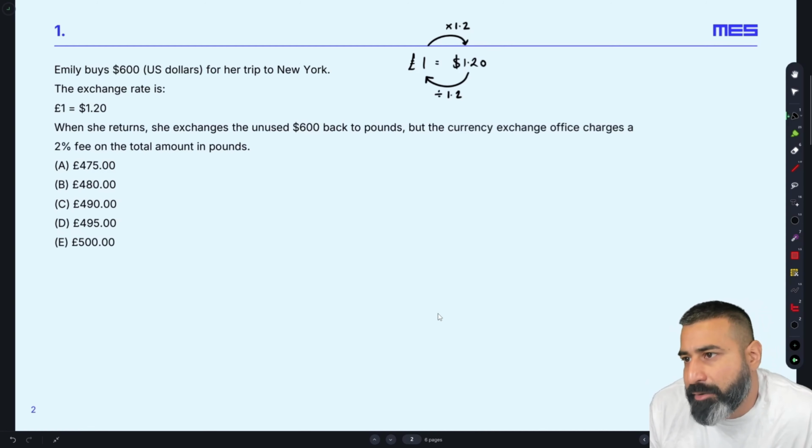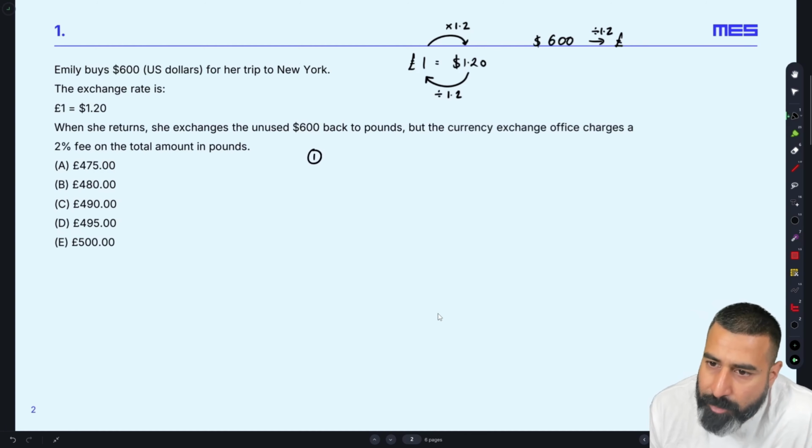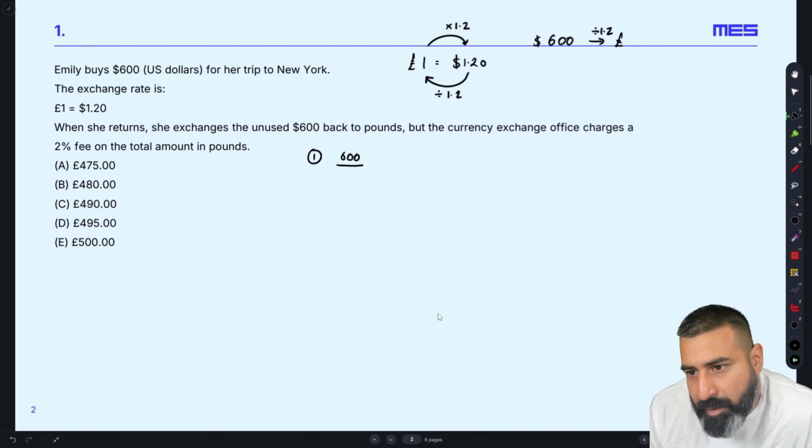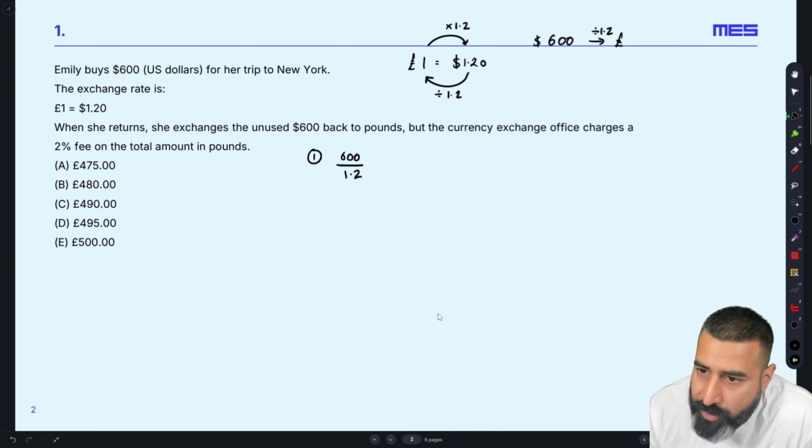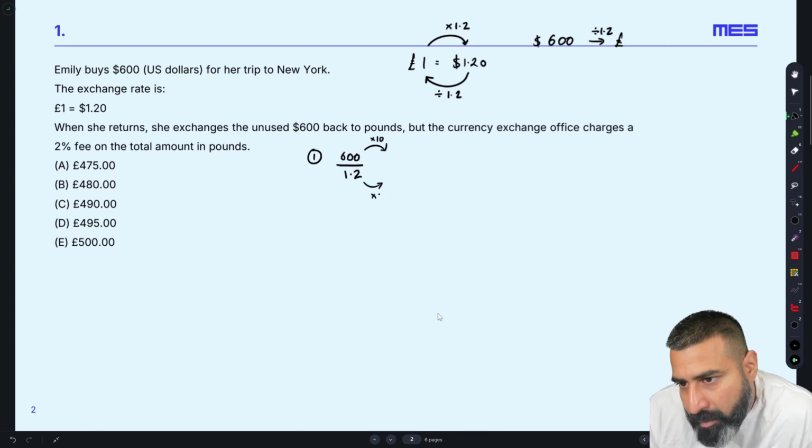So I need to go from $600 to pounds. So I'm going to divide by 1.2. So step number 1, 600 divided by 1.2. Now I really don't want to divide by this 1.2, but there is a trick that I can use. So if I multiply the top by 10 and the bottom by 10, I will get 6,000 over 12.